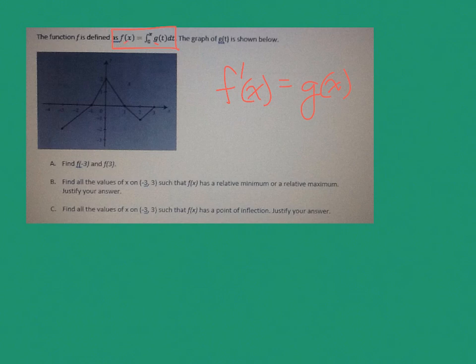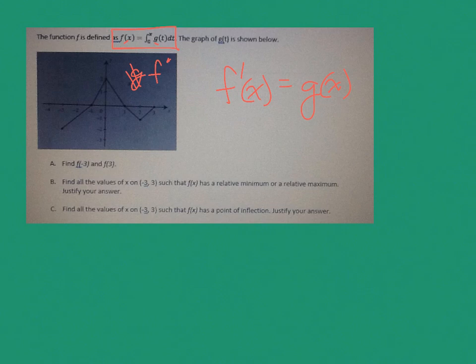And then what they do in the question is they give us the graph of g. So they've given us the graph of f prime. I know it's a little tricky, but they're really just telling us the graph that we have is f prime. Now, in the question, though, we want to find f of negative 3, f of positive 3. We're going to find all the values of x such that f of x is a relative minimum or maximum, and we're going to find the values where we have a point of inflection.